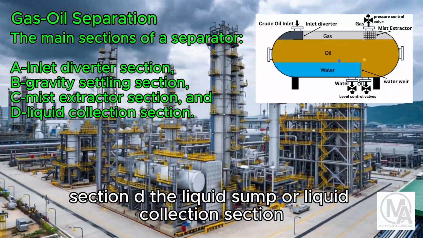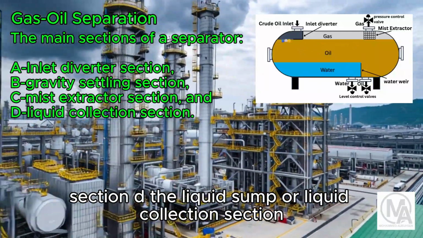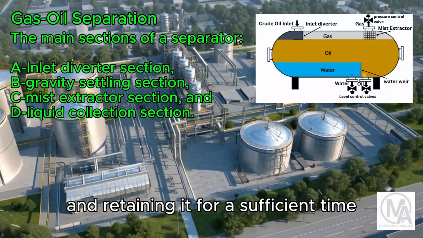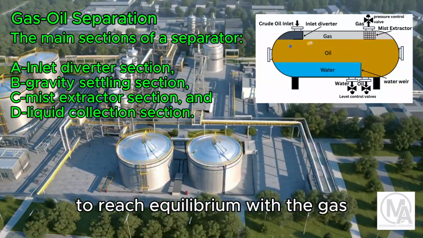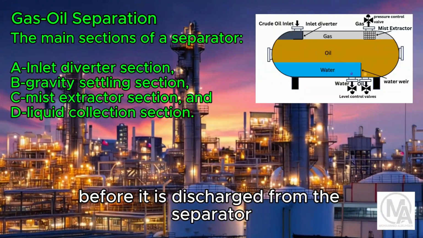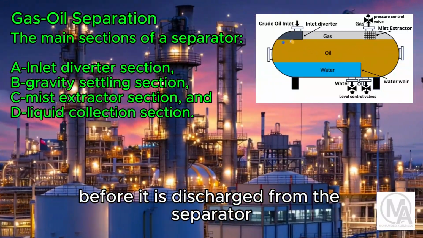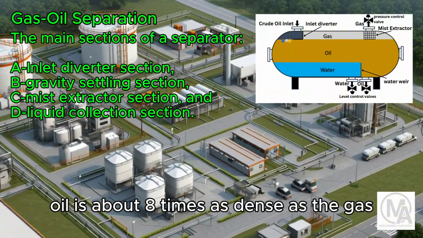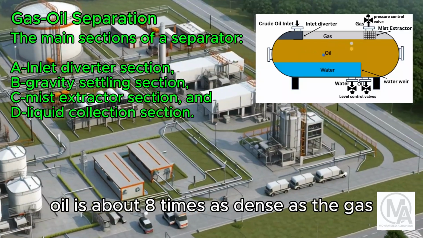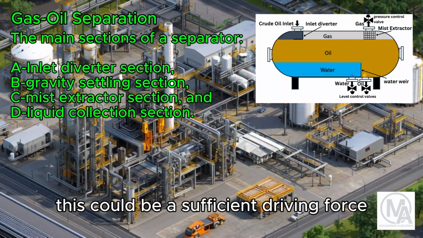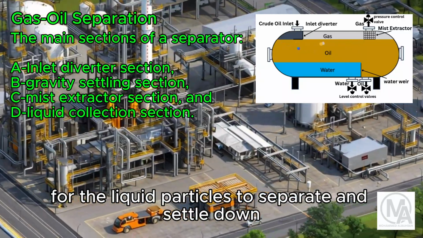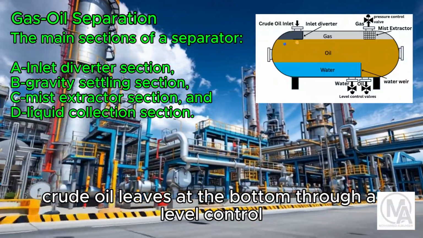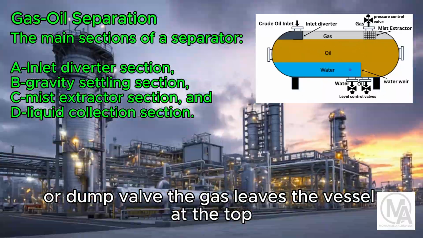Section D, the liquid sump or liquid collection section. Its main function is collecting the oil and retaining it for a sufficient time to reach equilibrium with the gas before it is discharged from the separator. Oil is about 8 times as dense as the gas. This could be a sufficient driving force for the liquid particles to separate and settle down. Crude oil leaves at the bottom through a level control or dump valve.